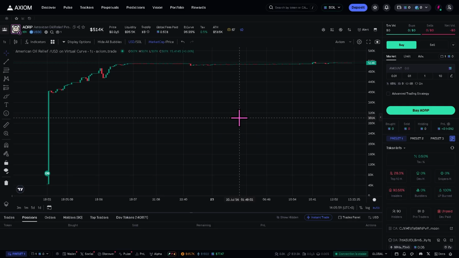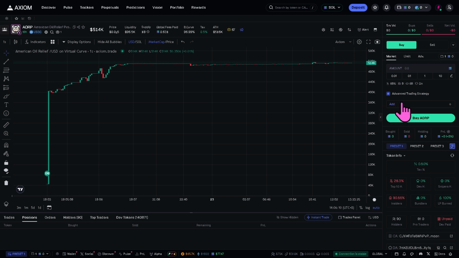For you to be able to put a stop loss, all I have to do is, under the market section, check the box here for the advanced trading strategy. Because if you do, you can simply add not only a stop loss, you can add take profit, trailing stop loss, dev sell, and migration.